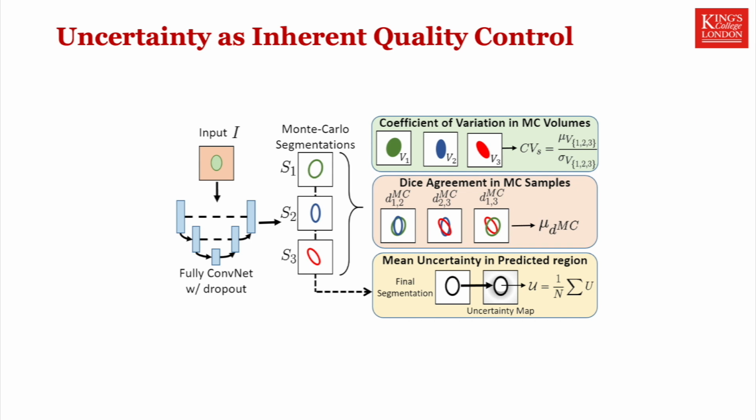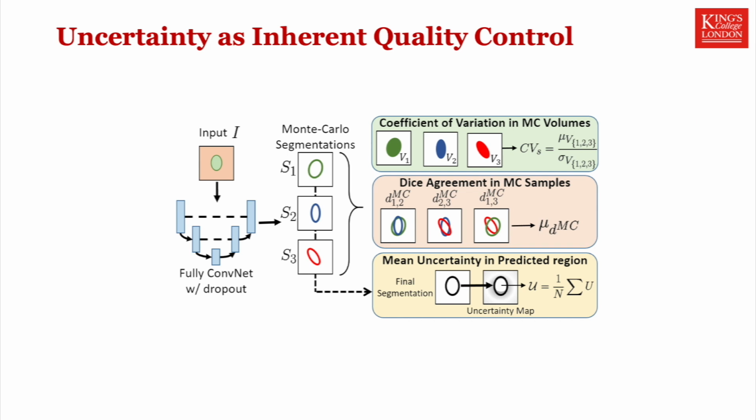For example, we could calculate the coefficient of variation between multiple samples of the model. We can calculate the dice score between multiple samples of the model. We can calculate the mean uncertainty in the predicted region given multiple samples of the model. All of these approaches give you different measurements, which will be highly correlated because they all come from the same samples, but they give you different intuitive answers to the problem we're asking: can we know if we can trust a model?